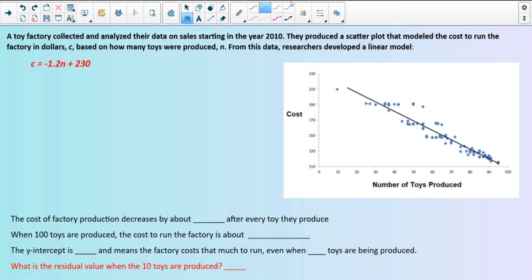All right, here's another good problem. So kind of the same thing here again, but this one's going to be a little bit easier to read the data from. A toy factory collected and analyzed their data on sales starting in the year 2010. They produced a scatter plot that models the cost to run the factory in dollars based on how many toys are produced. So from this data, you can see these data points. They have a line of best fit, and they're using this to predict.